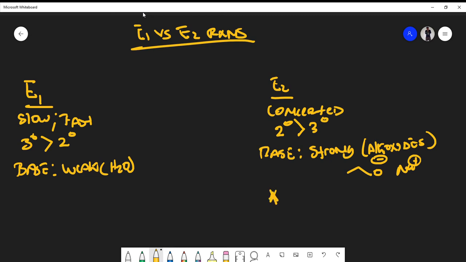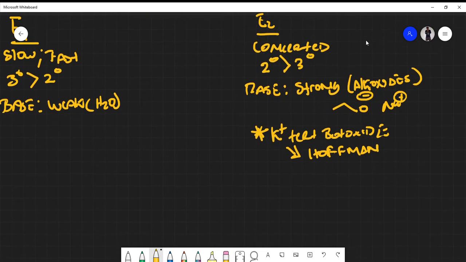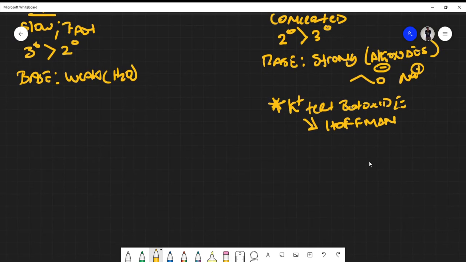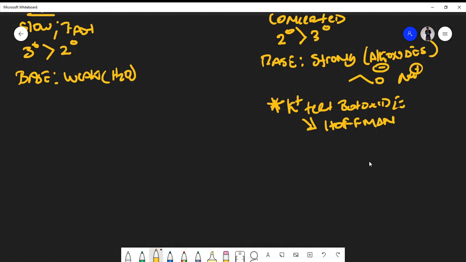A special base that you will learn in organic chemistry is potassium tert-butoxide, and this always gives you the Hofmann product. We're going to look at an example, but that will always be your classical E2 reaction. So let's look at a couple of examples and see if we can tell whether we're dealing with an E1 reaction or an E2 reaction.